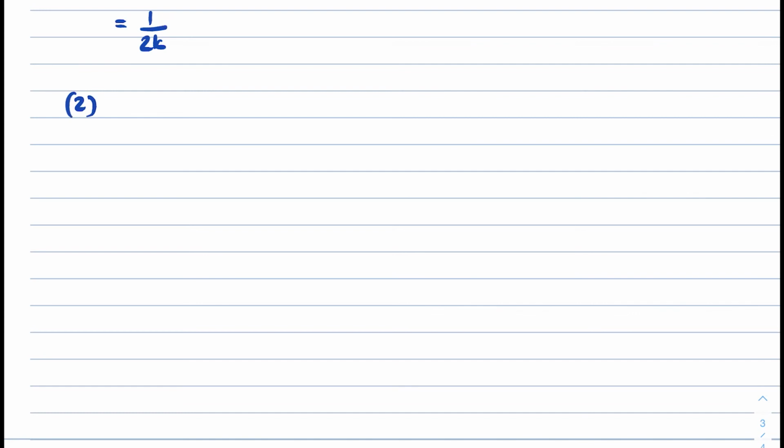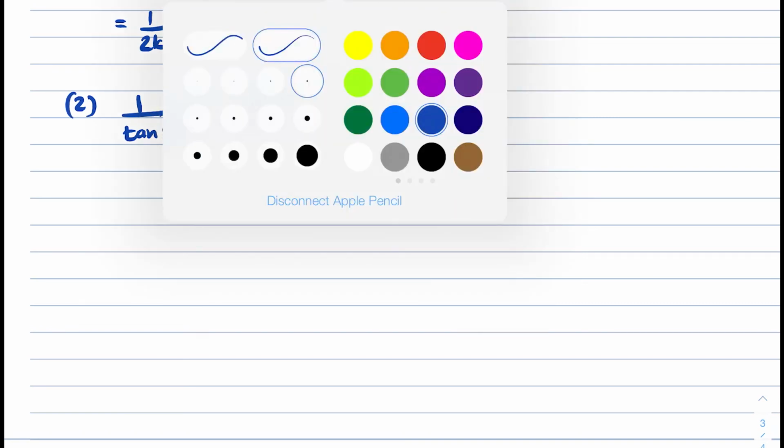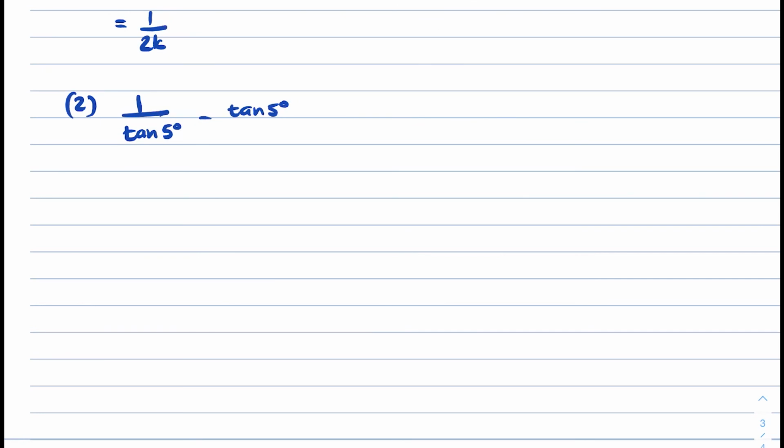Alright, let's tackle the last one, question 2. Okay, right, we notice here that we've got tan of 5 degrees. We don't have tan double angles in grade 12, but we can see with 5 degrees that we're going to have to do something with double angles. So let's think, we've learned in grade 11 that 1 over tan theta is the reciprocal of tan, which we could therefore write as cos of theta over sine of theta.